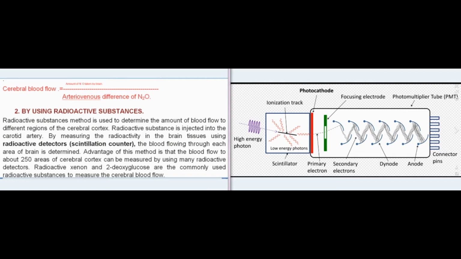2. By using radioactive substances. Radioactive substances method is used to determine the amount of blood flow to different regions of the cerebral cortex. Radioactive substance is injected into the carotid artery. By measuring the radioactivity in the brain tissues using radioactive detectors, scintillation counter, the blood flowing through each area of brain is determined. Advantage of this method is that the blood flow to about 250 areas of cerebral cortex can be measured by using many radioactive detectors. Radioactive xenon and 2-deoxyglucose are the commonly used radioactive substances to measure the cerebral blood flow.